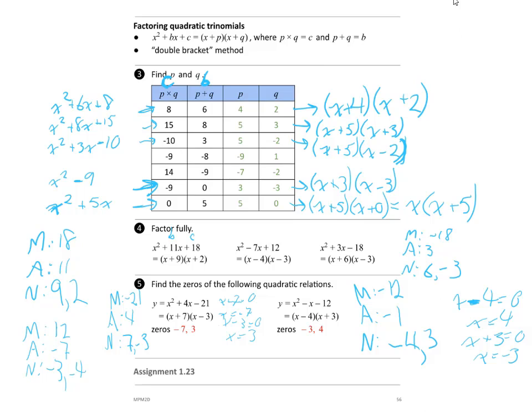Perfect. All right, that should be enough for you guys to move on to your assignment 1.23. This is a tricky concept. Make sure you ask lots of questions in the forum. We will be doing this as well in the next lesson.